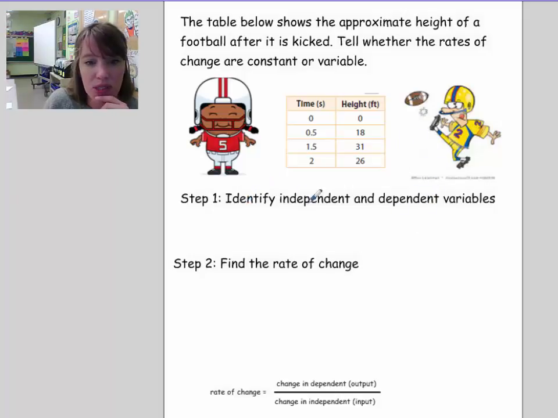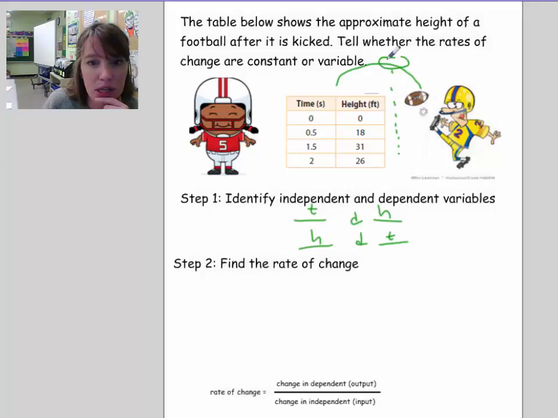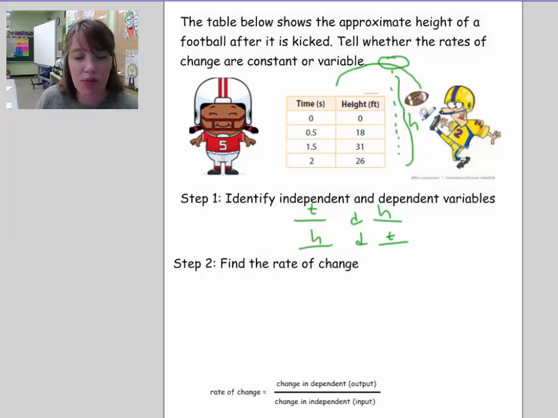Okay, so first thing we have to do is identify the independent versus the dependent. Now, something depends on something else. Does the time depend on the height, or does the height off the ground depend on the time? I'm going to say that the height off the ground depends on the time, right? So if they kick a football, it goes in this trajectory. If I'm measuring height off the ground, if the football is here, I'm measuring this as the height off the ground. Then it's going to depend on the amount of time after which the football has been kicked.